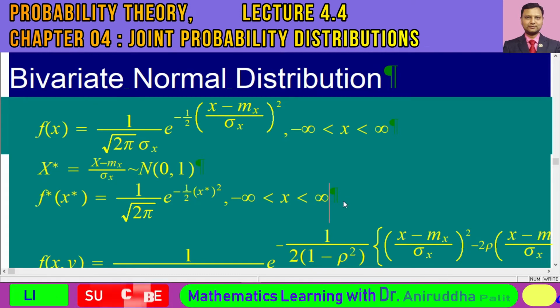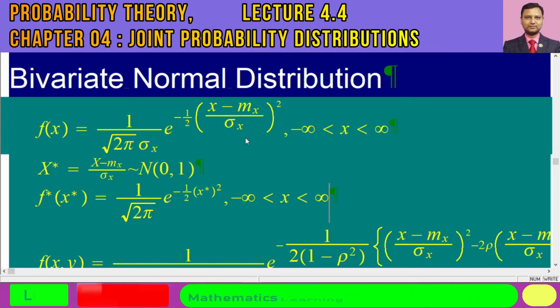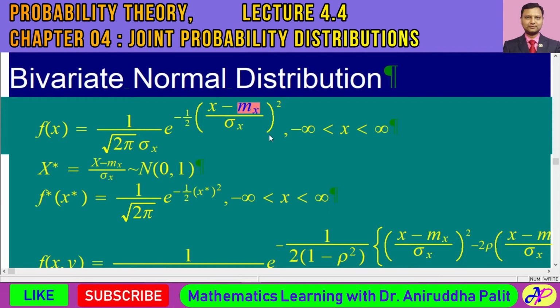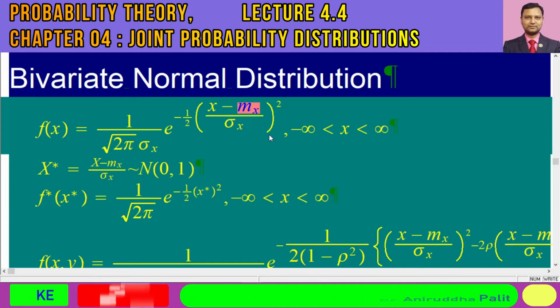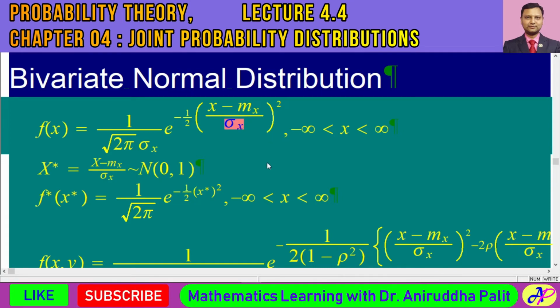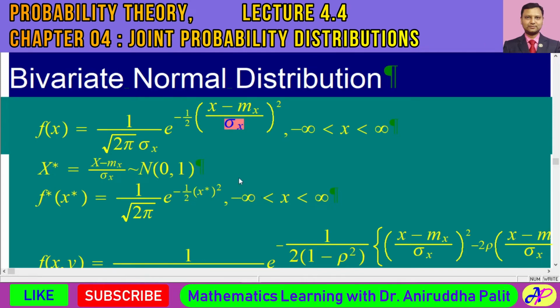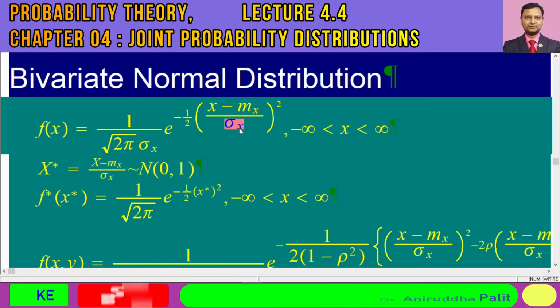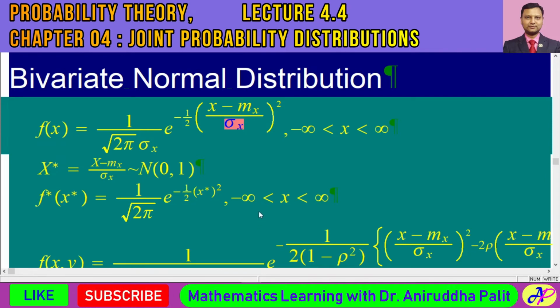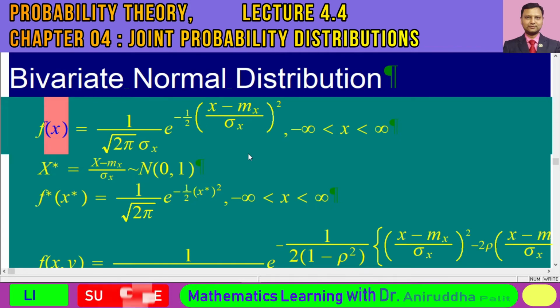I have already discussed in the previous chapter that this m is nothing but the mean of the distribution, and this sigma is equal to the standard deviation of the distribution. Over here, mx and sigma x can be treated as parameters, but later on we can find that these mx and sigma x are actually the mean and standard deviation of the random variable capital X.